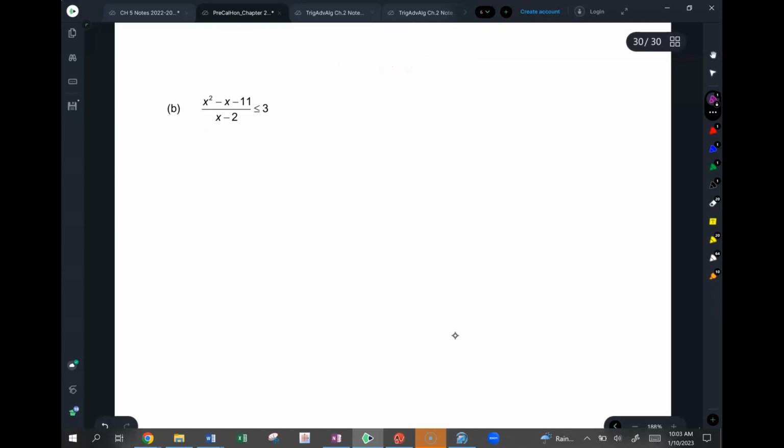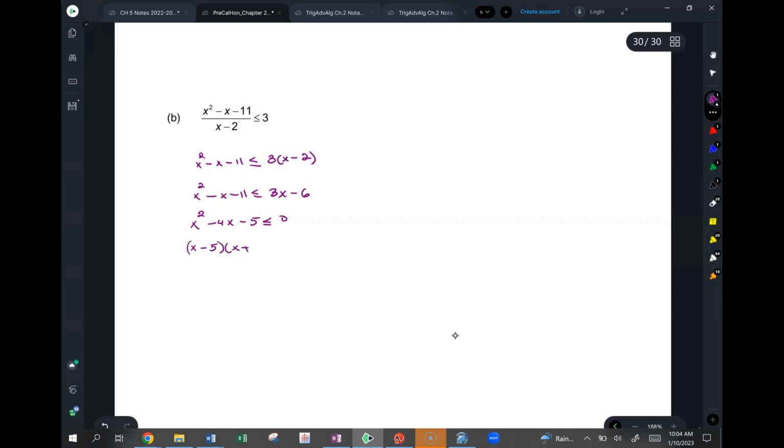So I have to solve this one. I can actually solve this one using, what's that thing? Cross multiplication. All right, so let's do that. So x squared minus x minus 11 less than or equal to 3x minus 2. Solve. Yeah, I hadn't distributed first. X squared minus 4x minus 5 less than or equal to 0. X minus 5, x plus 1.